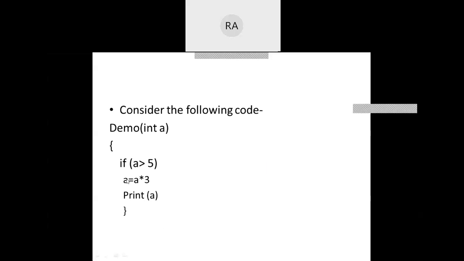Okay, print a is not included within the if. If it was included, then I would have put a curly brace after if. Only one statement is there within the if statement, that's why I have not used a curly brace. The one statement associated with the if is a is equal to a star 3, multiply the value of a by 3. Print a is outside the if block. So what happens if 2 is not greater than 5? You are just printing the value of a, which is equal to 2.